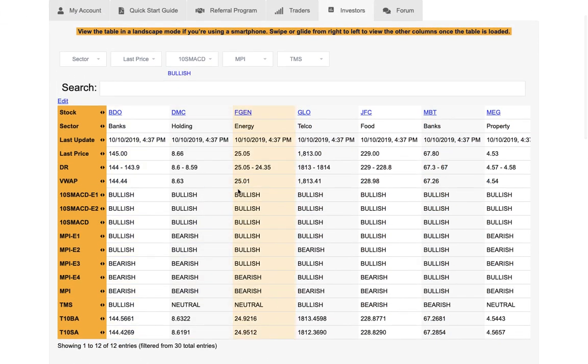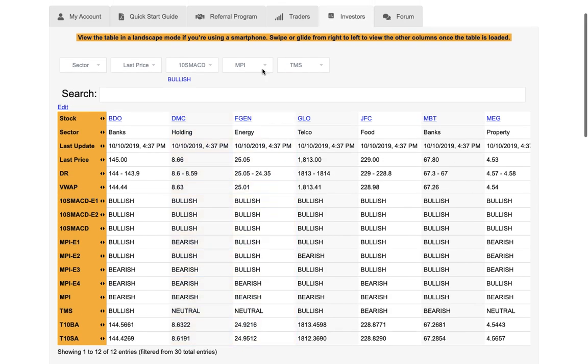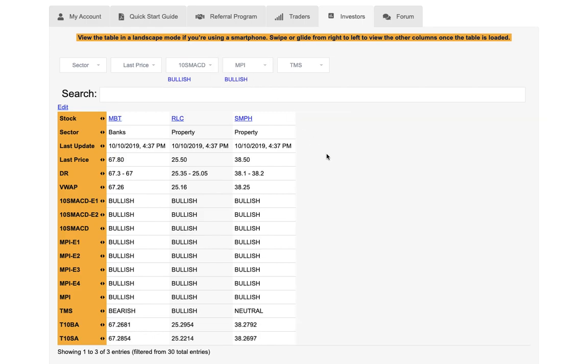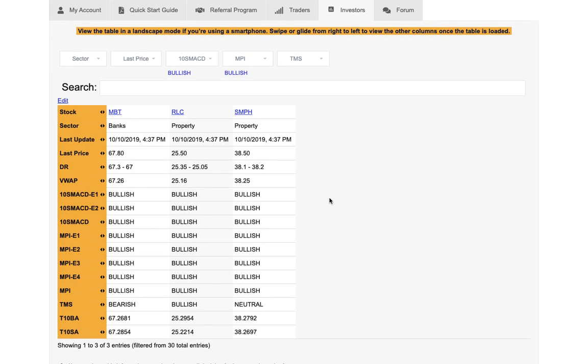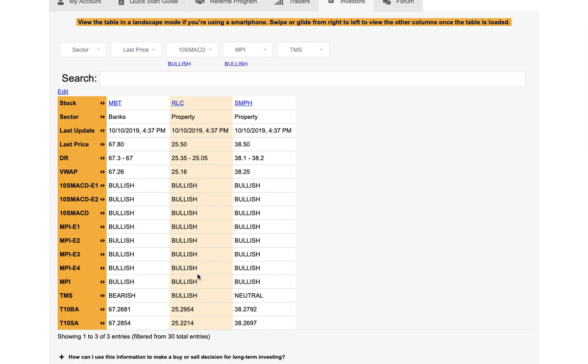Now, it doesn't mean that because these 12 have a bullish 10 SMACD combo, they also have a bullish momentum power indicator. So we must know how. We have to click on MPI and then click on bullish. So as we can see here, as of 4:37 in the afternoon today, there are 3 blue chips that have a bullish 10 SMACD combo and a bullish momentum power indicator. 3 out of 30.